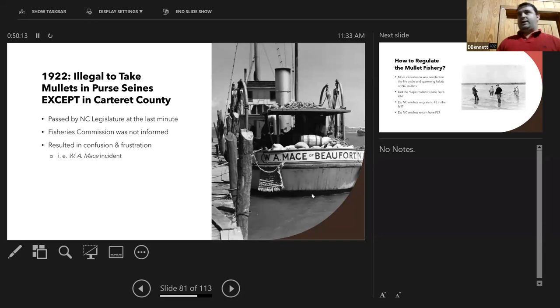And so you had some incidents occur, such as the W.A. Mace, a menhaden boat from Carteret County, which was arrested by the sheriff of Pender County for taking mullet in a purse seine near shore. The case winds up getting dismissed in court because they didn't know any better. No one bothered to tell the Fisheries Commission, and the Fisheries Commission was responsible for telling all these purse seine fishermen about the law. So they're let off with basically a warning.